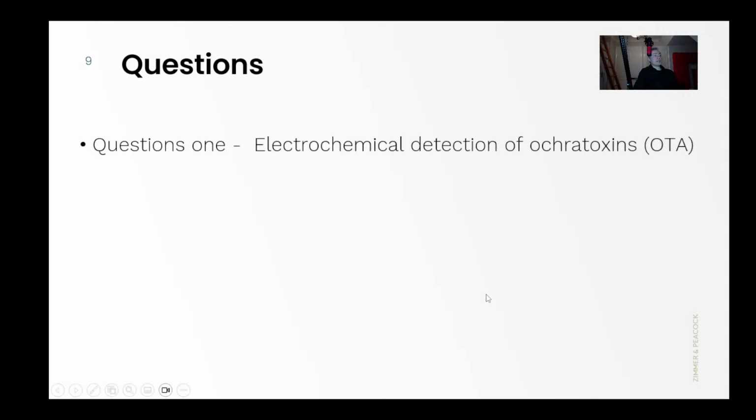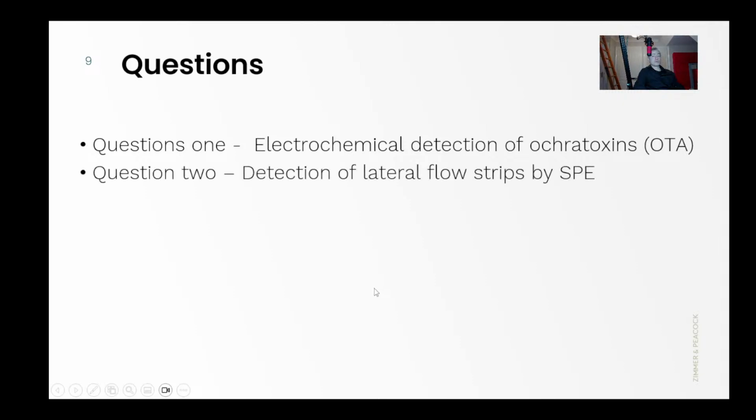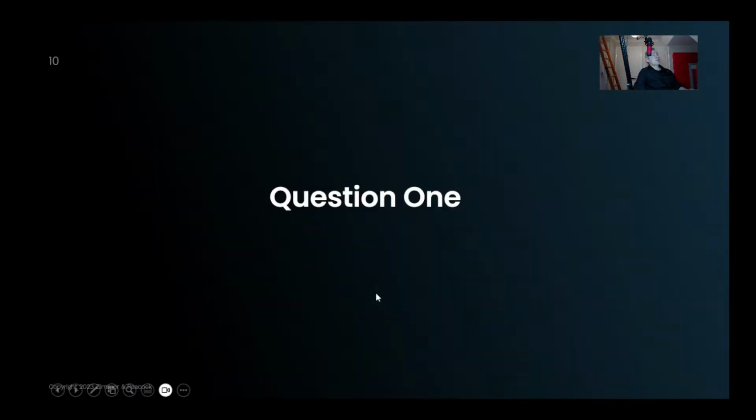To the questions today: the first is the detection of ochratoxin. I'll show the structure of ochratoxin. Ochratoxin is a sort of mycotoxin that comes from fungus that grows on crops. And I'll also talk about the integration of lateral flow with SPE.